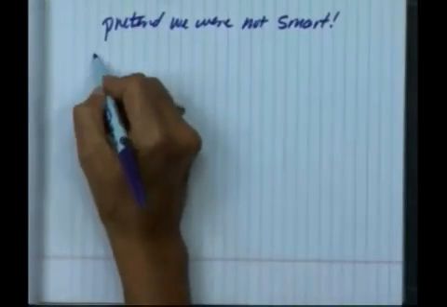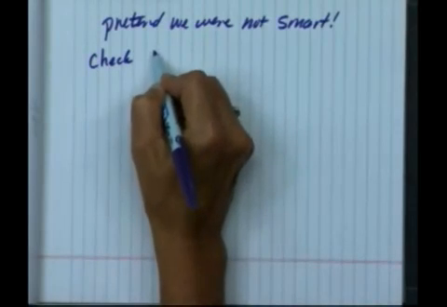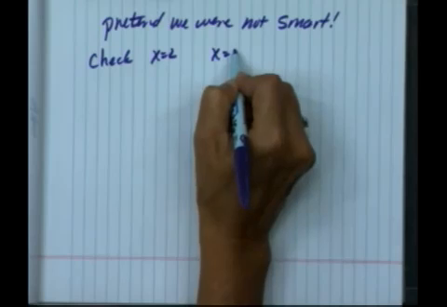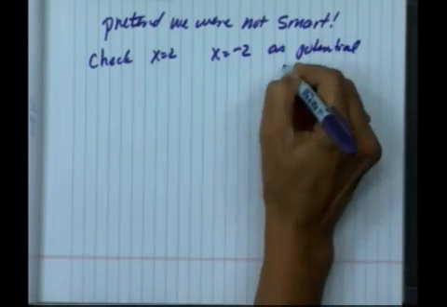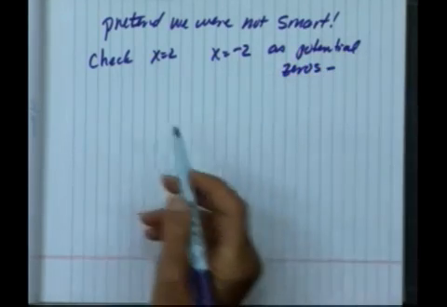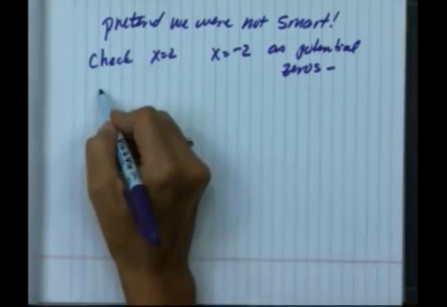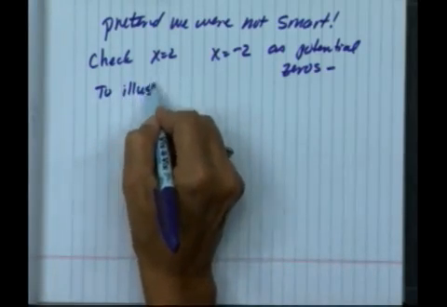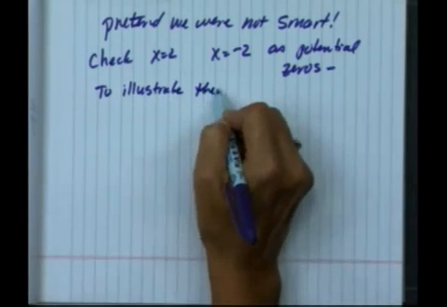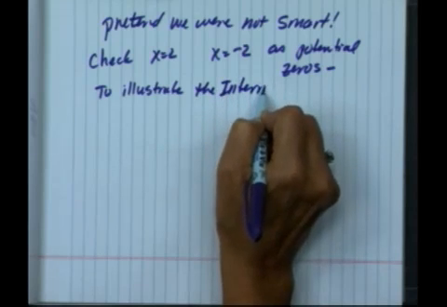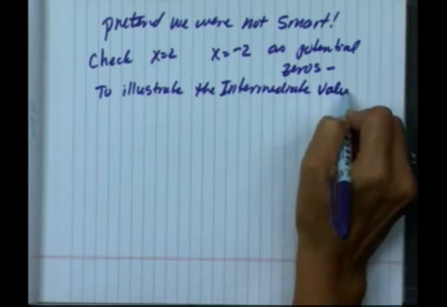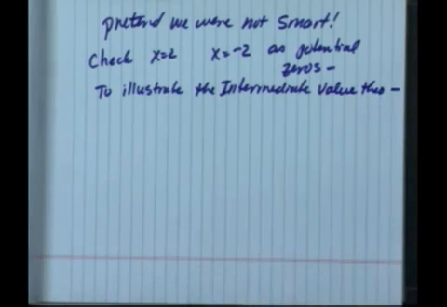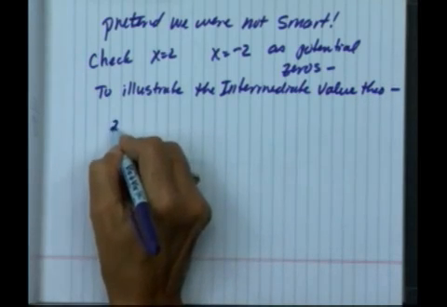Okay, so I'm going to check x equal to 2 and x equal to negative 2 as potential zeros. All right? And this is to illustrate the intermediate value theorem. All right? So let's check out 2.